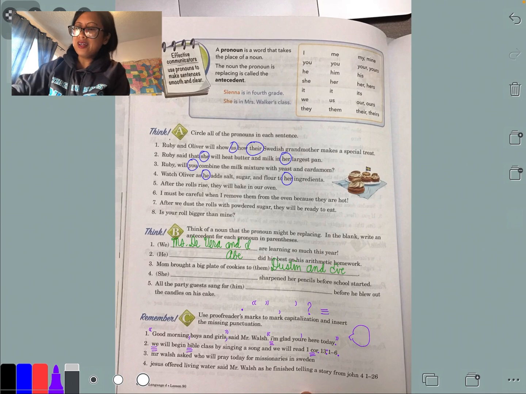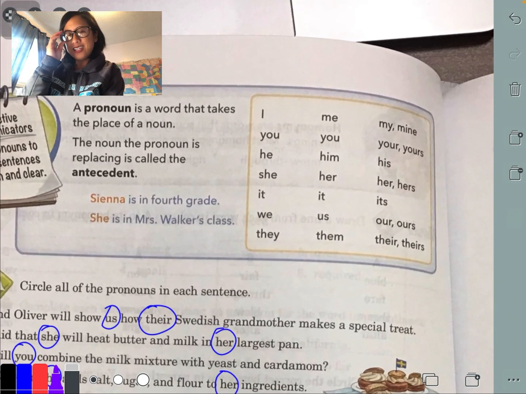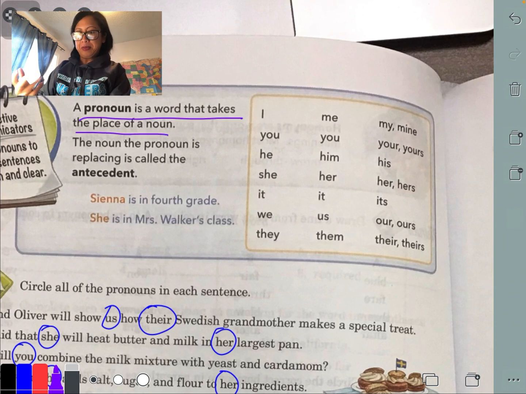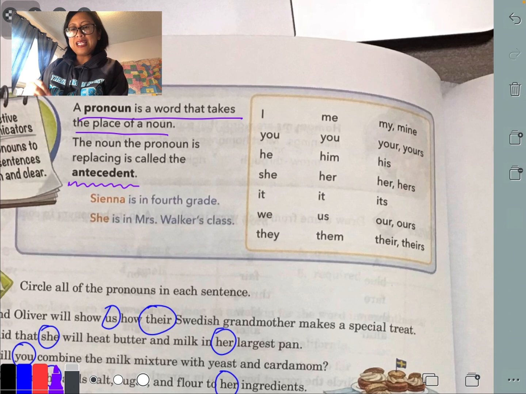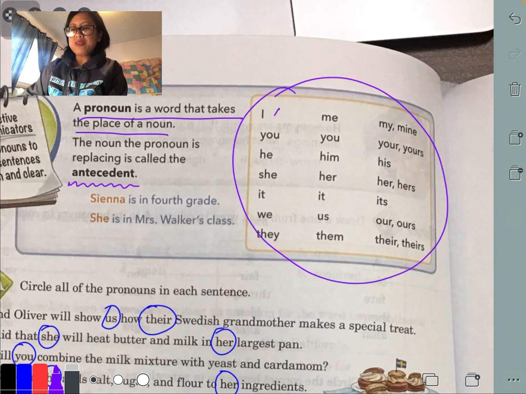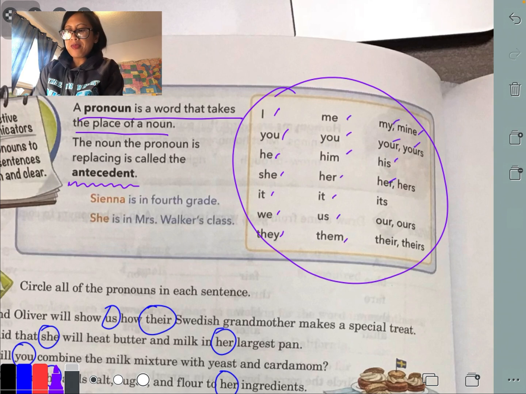So, to recap, we looked at pronouns. Pronouns sometimes take the place of a noun, and the noun that it's taking the place of is called the antecedent. We have these pronouns here, and I'll sing the song. I, you, she, he, it, we, they. Me, you, him, her, it, us, them. My, mine, your, yours, his, her, hers. It's ours, their, and theirs.